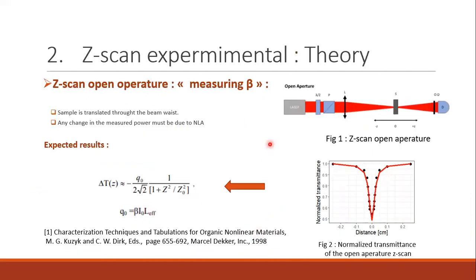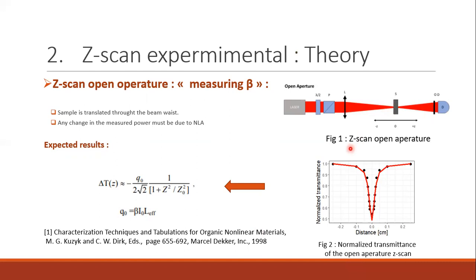In order to measure the beta, we use the Z-scan open aperture. So as we see here, we send the laser and we focus it with the lens, and then the sample is translated through the beam waist. Of course, high intensity will be in the waist, and any change in the transmission during the translation of the sample will be due to the nonlinear absorption coefficient, which is beta.